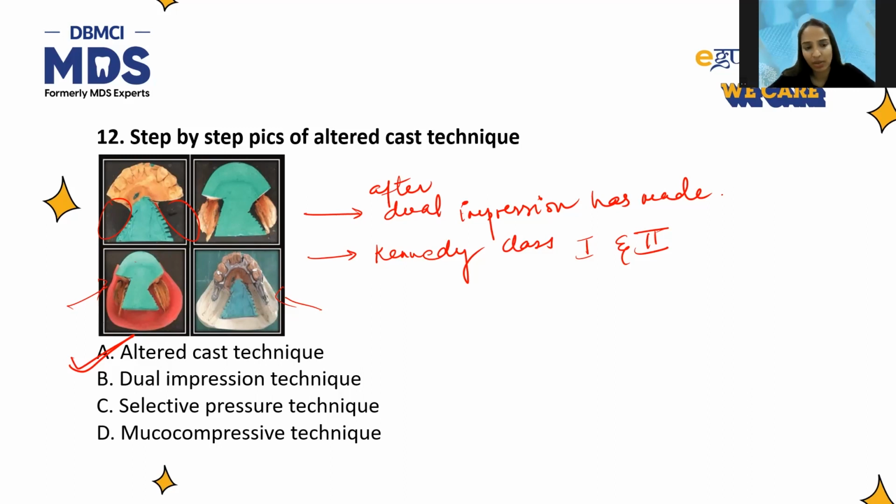And by beading and boxing also, you can figure out that a new model has been poured. From this much information also, sometimes we can take a calculative guess of answering altered cast because all three are impression techniques, other all three of them. So by exclusion also, you can come to the correct option, which is your altered cast technique.